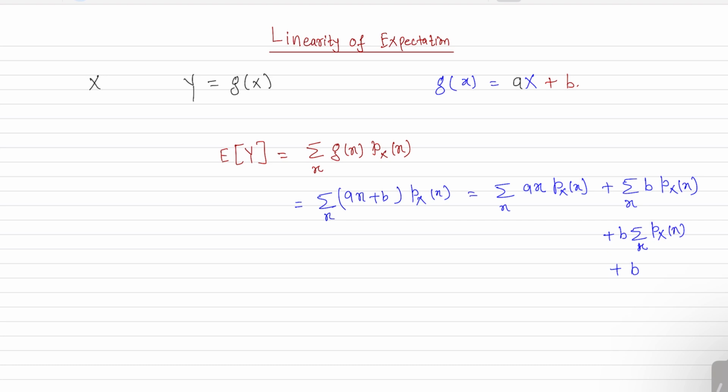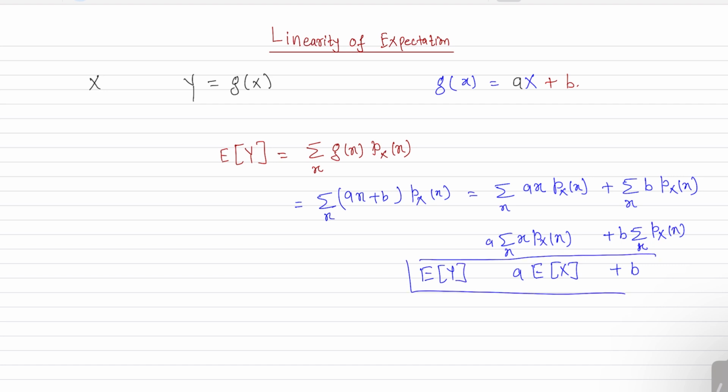And what is this? You can write this a outside, and this is nothing but the expected value of x. So what we have found is the expectation of this y is equal to a times the expected value of x plus b.